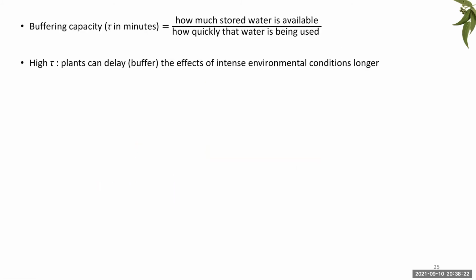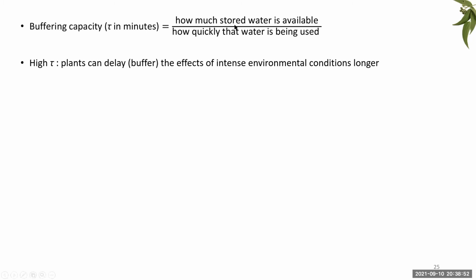And so this buffering capacity is basically a ratio of how much water you have in storage and how quickly that water is being used. So for example, if we have a 2-liter water bottle, and someone is using 1 liter of water every day, that bottle will last him for 2 days. But if someone is using only half a liter of water every day, that 2-liter bottle will last for 4 days.